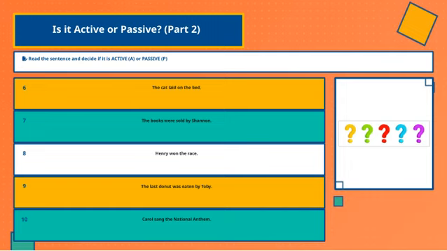So the key point here is to identify who is performing the action and who is receiving it. If the subject is doing the action, it's active. If the subject is receiving the action and we see "by" followed by the doer, then it's passive. Understanding this helps us see how sentences are constructed and how we can switch between active and passive voice depending on what we want to emphasize. Keep practicing this, and it'll become second nature.